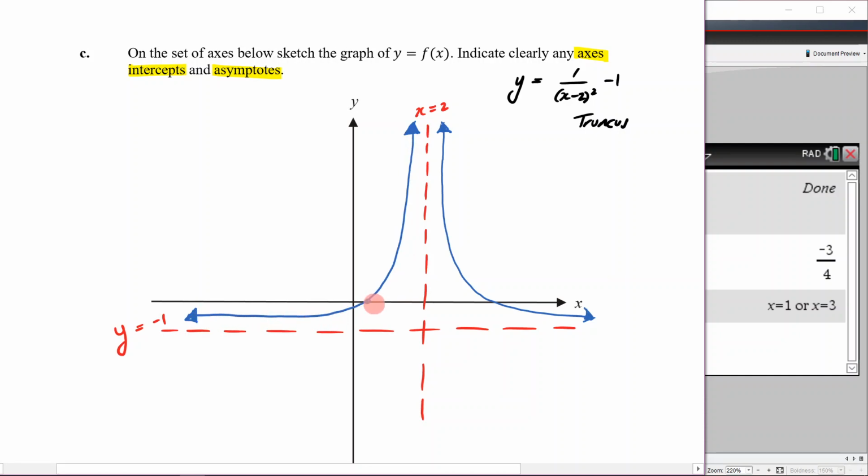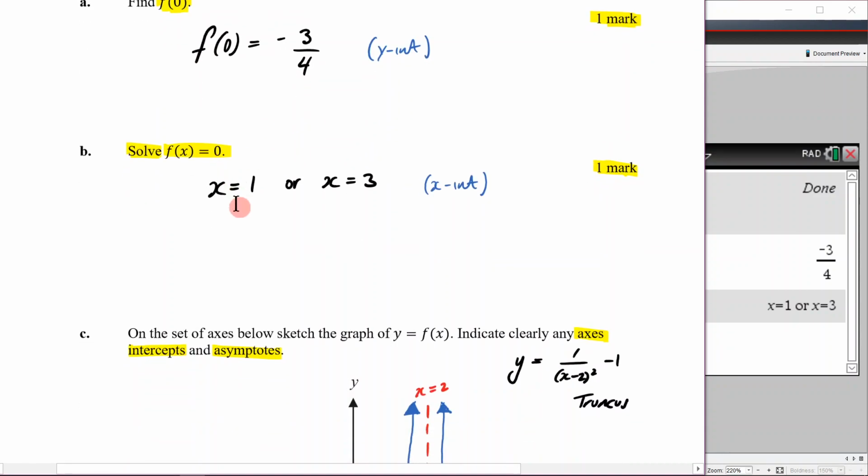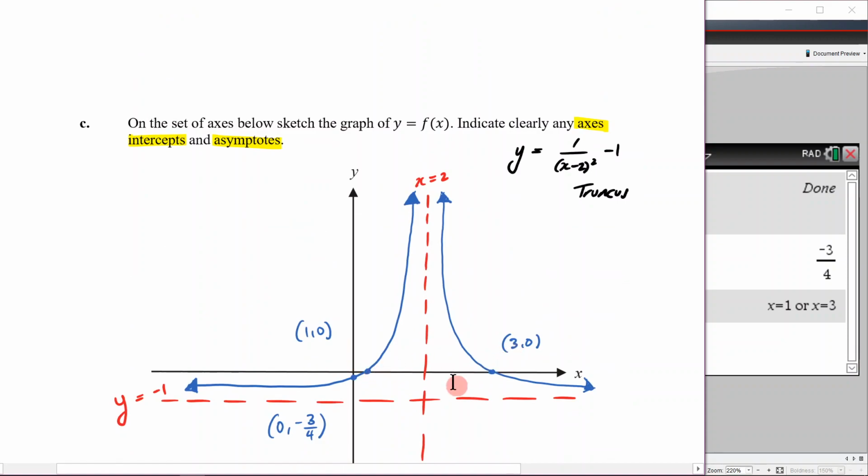That's a bit better. So this right here is going to be 1, 0. This one over here is going to be 3, 0. And this here is going to be 0, negative 3 on 4. So we're utilizing what we found in part A and B because they lead on to graphing this successfully. So just to repeat that, here we let x equal 0, which gave us our y, and here we let y equal 0, which gave us our x's. So 1, 3, negative 3 on 4. Make sure you're writing them as coordinates, and make sure you also have your asymptotes labeled as well. If you don't have your asymptotes labeled, and if you don't have your actual intercepts written as coordinates, you will lose marks.